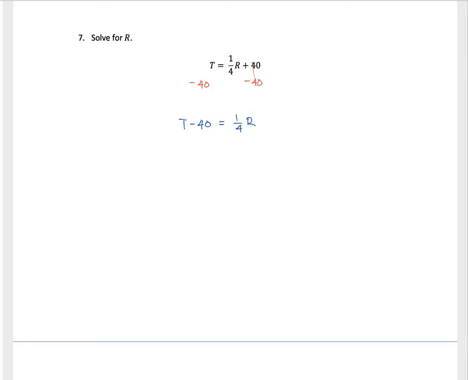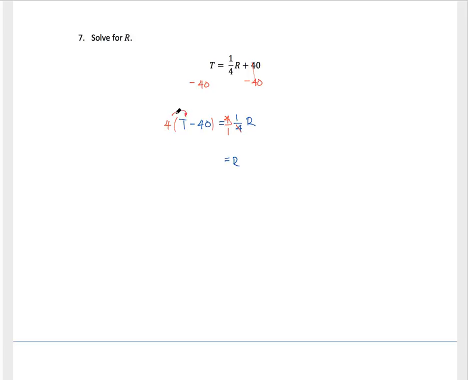Okay. Now, I need to undo this 1/4. So because it's a fraction, I can deal with it as a fraction by multiplying it by its reciprocal, which is 4/1. And by doing that, this cancels and becomes 1, leaving me with just r on the right-hand side. Okay, but whatever I do to one side, I've got to make sure I do the same thing to the other side. So I'm going to multiply this by 4/1, which is the same thing as multiplying it by 4.